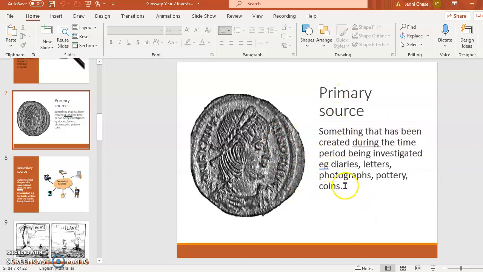This is something that's been created during the time period being investigated. So it could be diaries or letters written by people living at the time. It could be photographs if it's modern history. Ancient history, you tend to find pottery and coins. Okay, so primary source created at the time. So if we're investigating ancient Rome, a primary source is going to be an ancient Roman coin.